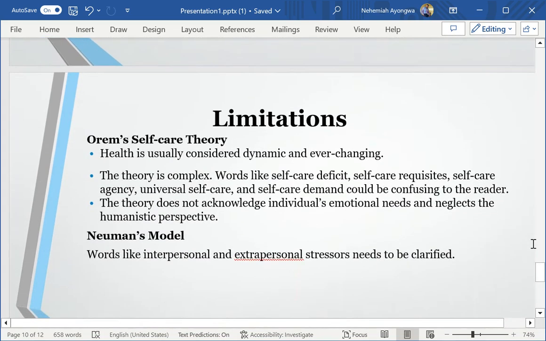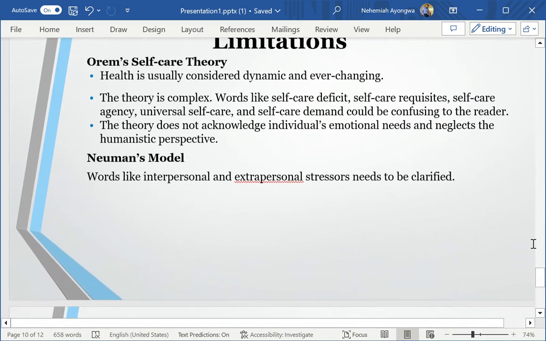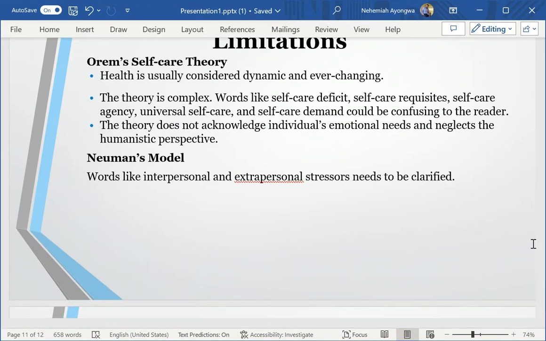Limitations. Orem's self-care theory says health is usually considered dynamic and ever-changing. The theory is complex. Words like self-care deficit, self-care requisite, self-care agency, universal self-care, and self-care demand could be confusing to the reader. The theory does not acknowledge individuals' emotional needs and neglects the humanistic perspective, while Neuman's model uses words like interpersonal and extrapersonal stressors that need to be clarified.